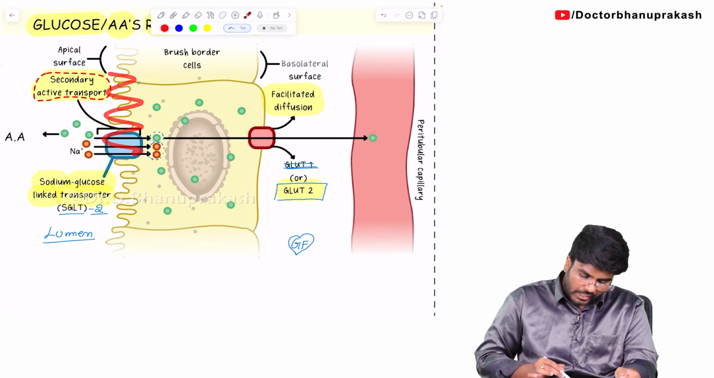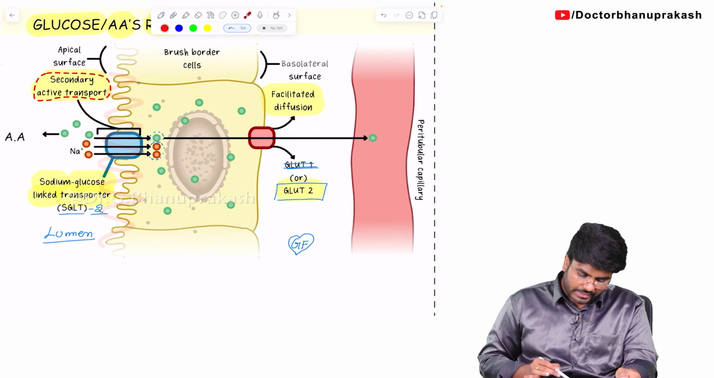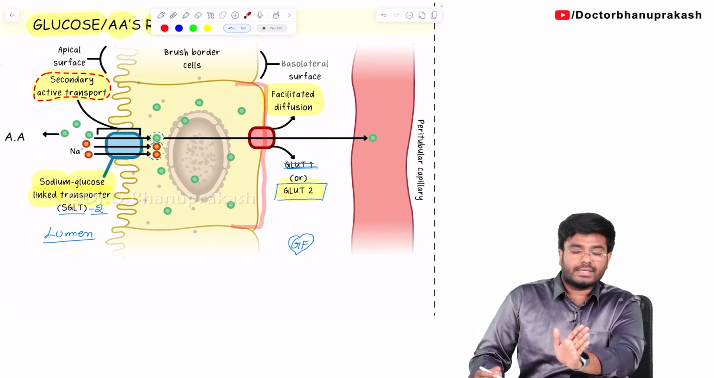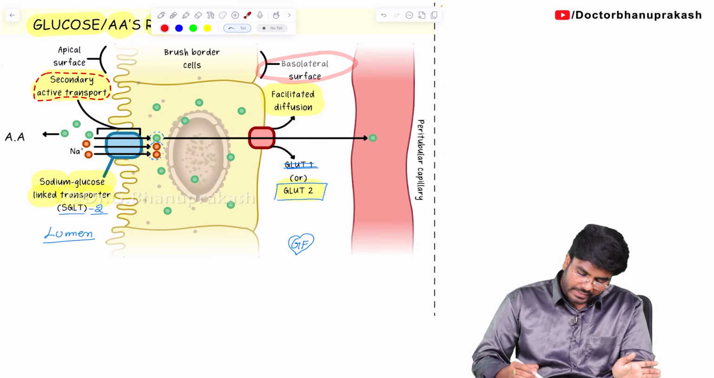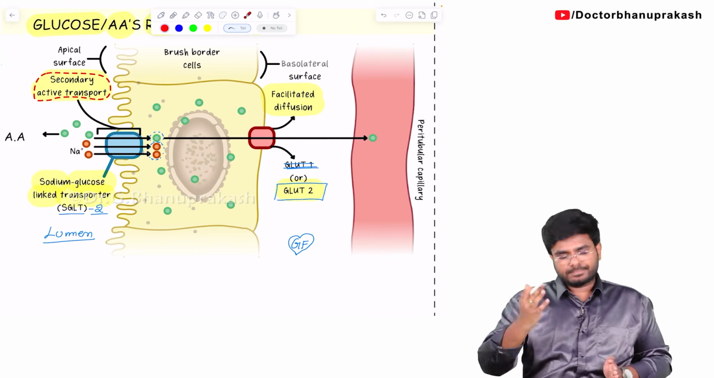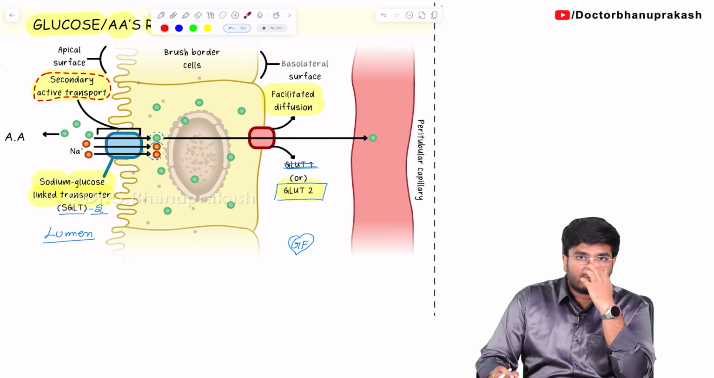On the luminal membrane or the apical membrane, which transporter is there? There is SGLT2. On the basolateral membrane, this side is called the basolateral side, there is GLUT2. Luminal membrane, SGLT2. Basolateral membrane, GLUT2. Done?